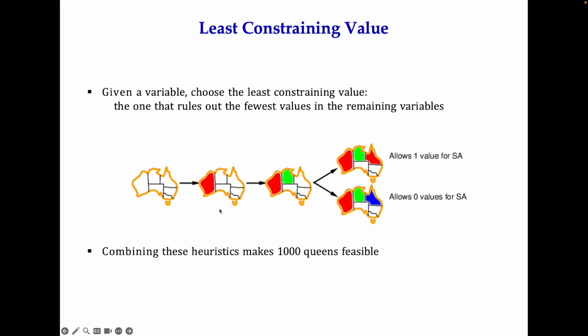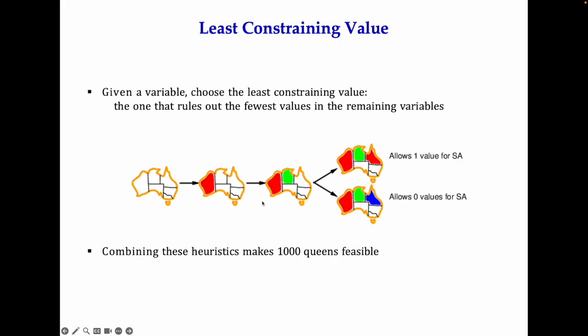Now we have answered the first question. We know how we can choose the next variable, right? So we go with the minimum remaining value. If there are multiple variables having the same minimum remaining value, then we use degree heuristic to break a tie. And now for deciding which color or which value to pick, or answering the second question, we said that we can use least constraining value. That is choosing the value that rules out the fewest options for future assignment of future variables, right?